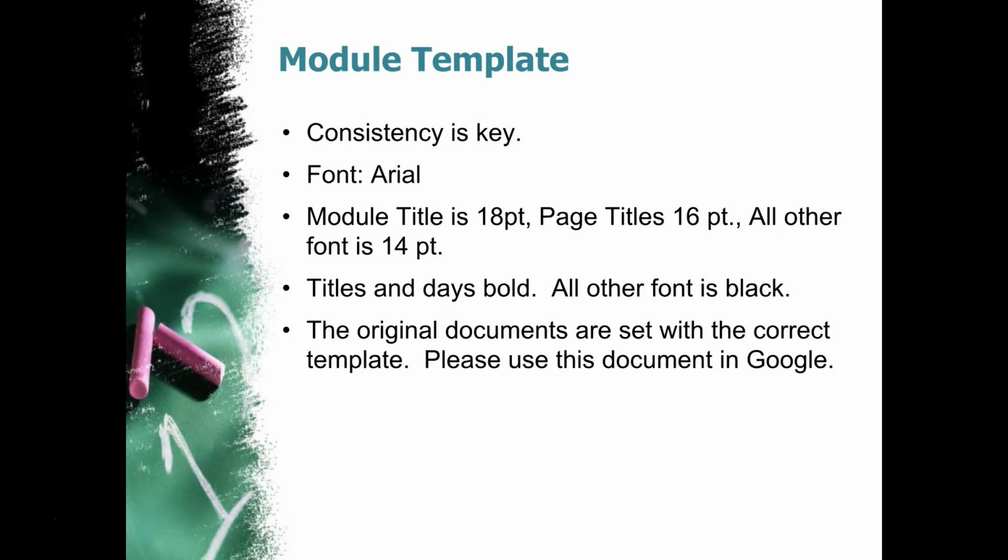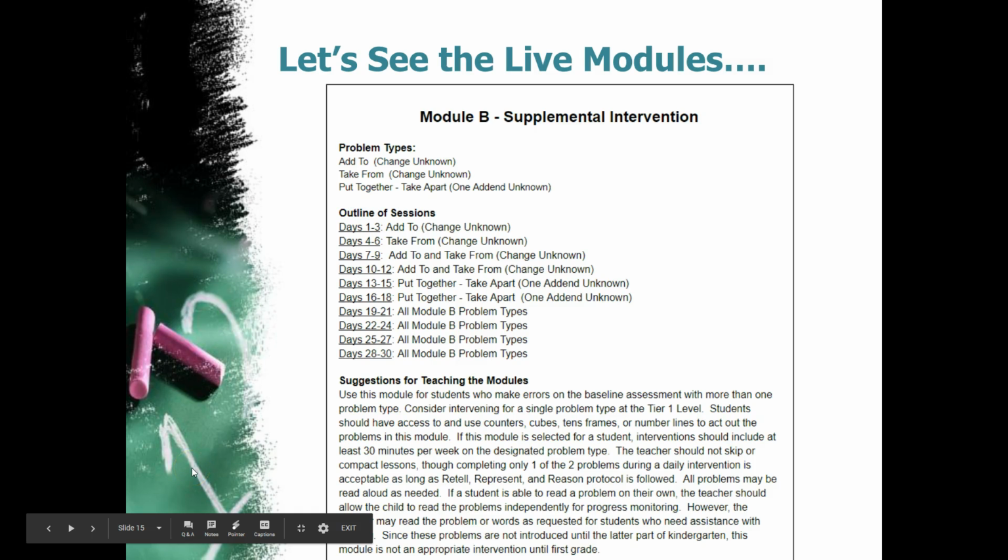The modules are in Arial. The module title is in 18-point font. The page titles are in 16-point font, and all other font is 14-point. Titles and days are bold, and all other font is regular black. The original template already loaded for you is set with everything correct. All you have to do is add the questions as described. This slide is just letting you know in case you accidentally delete something and need to fix it. The best thing to do is to use the template as is, and you won't need to concern yourself with this slide.